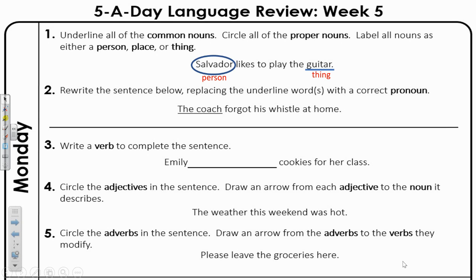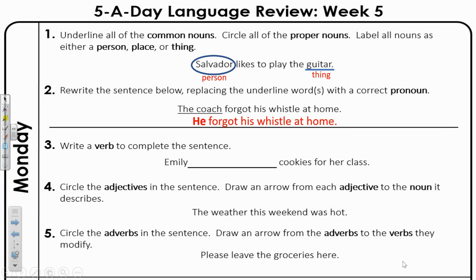Number 2, rewrite the sentence below, replacing the underlined words with a correct pronoun. The coach forgot his whistle at home. We are doing pronouns this week, and the pronoun that goes best here would be he. He forgot his whistle at home. Coaches could also be females. You could use she, but because the other pronoun in the sentence, his, is there, we know that we need to use the pronoun he to go along with that.